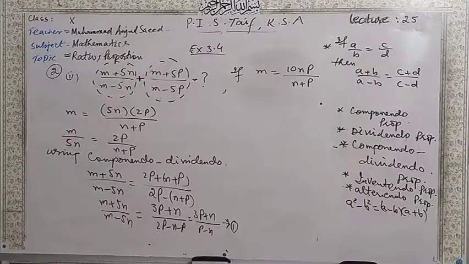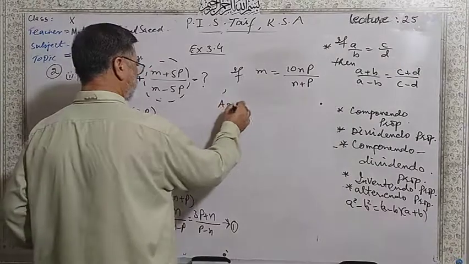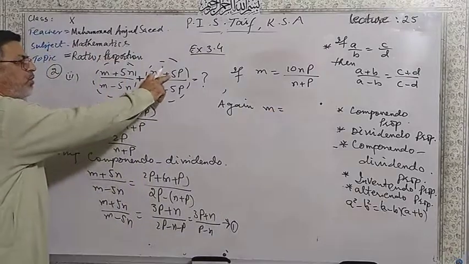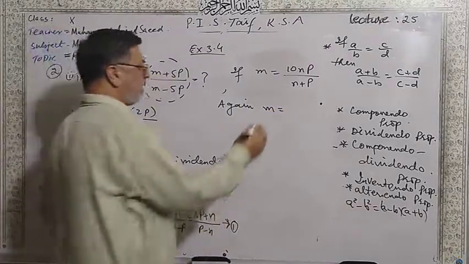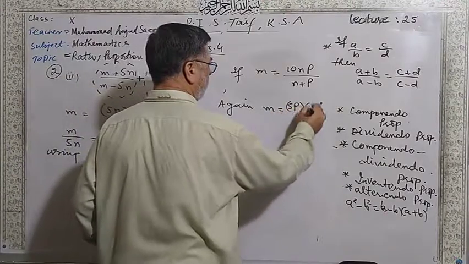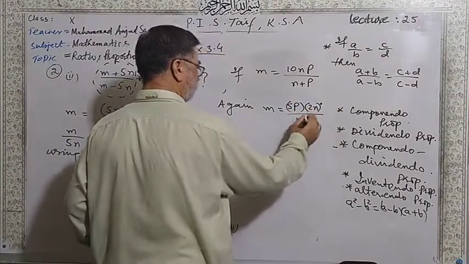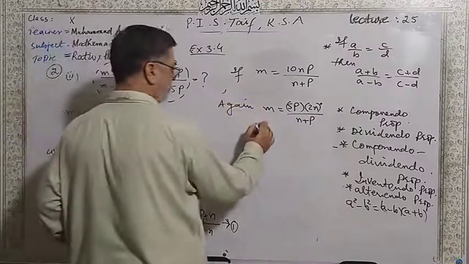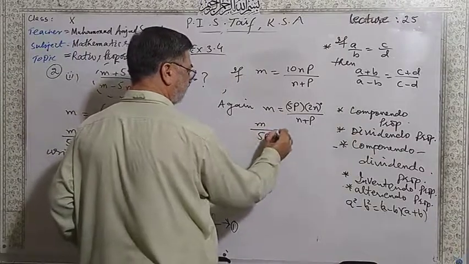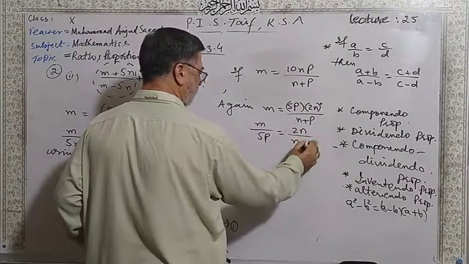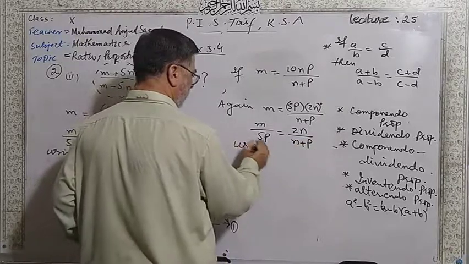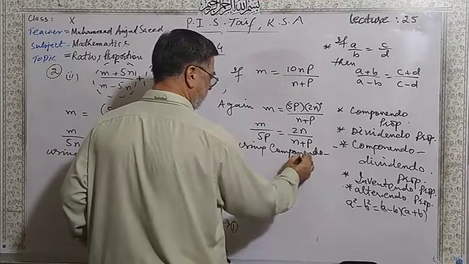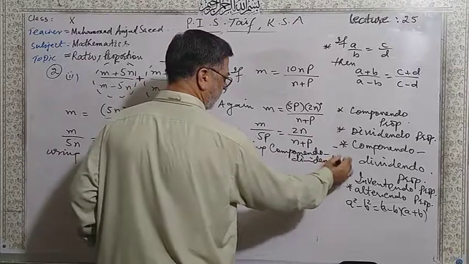Secondly, again, m over 5p is equal to 10np over 5p times (n plus p), which is 2n over n plus p. Here you have to bring 5p, so we bring this 5p under m, and the right side becomes 2n over n plus p. Using the componendo and dividendo property.